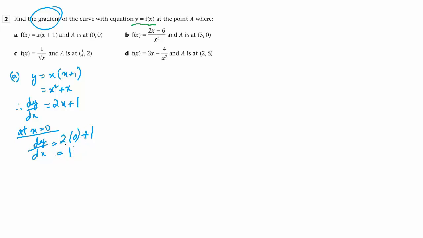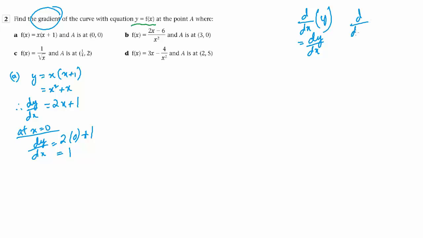So the gradient is 1. So remember, we found the gradient of the curve at the point A. At another point, the gradient of the same curve would be different. Now let me say something about when we differentiate y, the derivative is written as dy by dx.